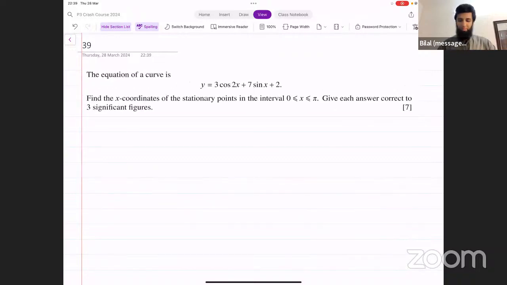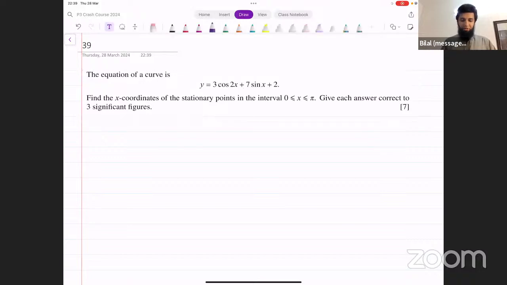Question number 39. Okay, so it says the equation of a curve is y equals 3 cos 2x plus 7 sin x plus 2. Find the x coordinates of the stationary points in the interval 0 to pi, give each answer correct to three significant figures. So we're basically looking for x coordinates of the stationary points of this function.